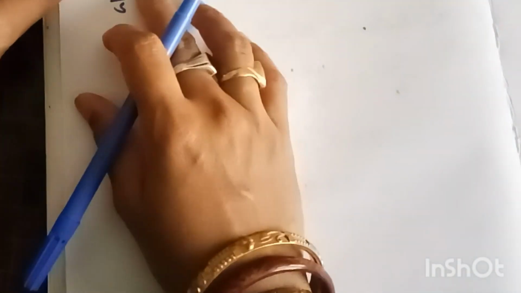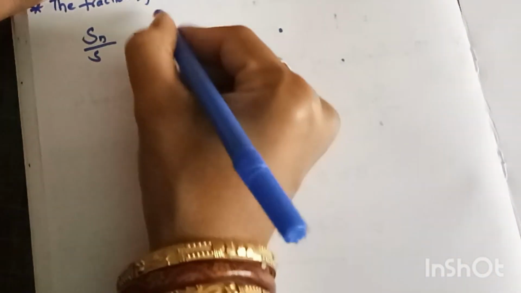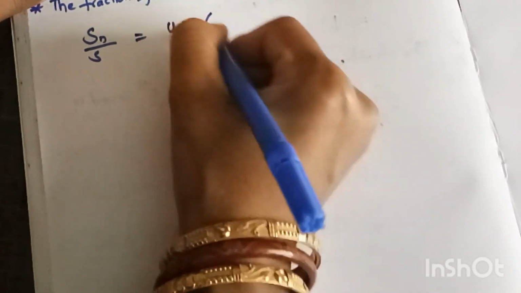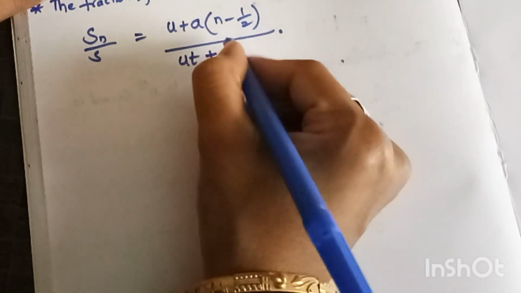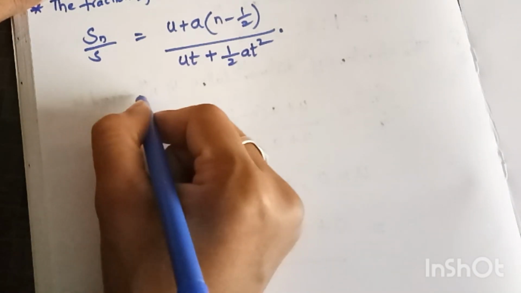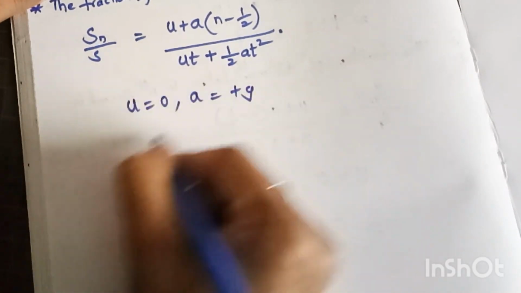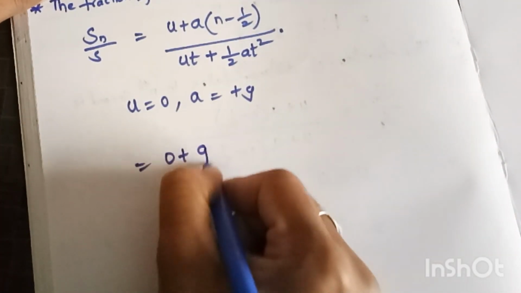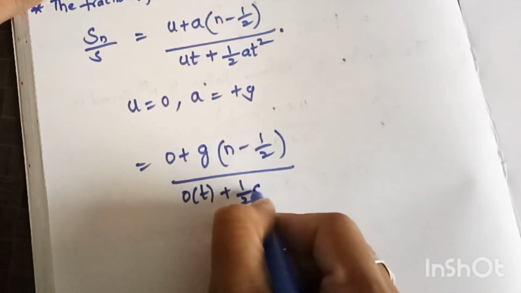To find the fraction of distance fallen in the nth second, we need Sn by S. Sn value is u plus a into (n minus 1 by 2), and S value is ut plus half at square. You all know that for a freely falling body, u equals 0, a equals plus g. Substituting these values: 0 plus g into (n minus 1 by 2) over 0 into t plus half g t square.